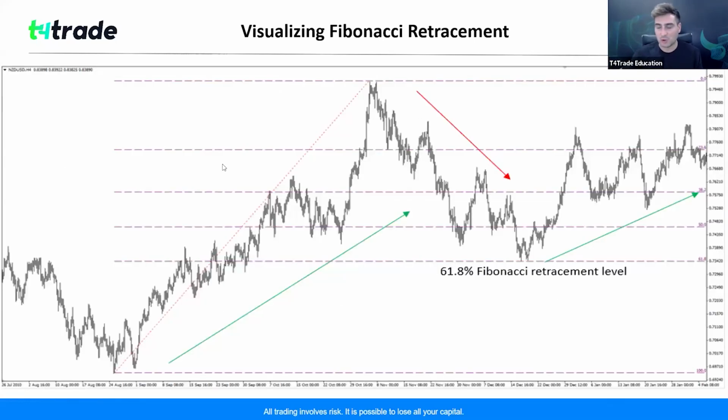So this is a visual illustration of how the Fibonacci retracement tool can be applied to any sort of given instrument. In this case, we have the New Zealand dollar, the Kiwi, against the greenback, the United States dollar. So 100% is, again, as we mentioned, the complete reversal of the move.